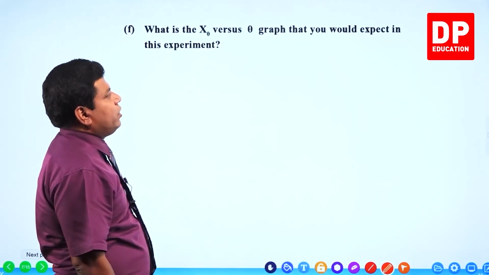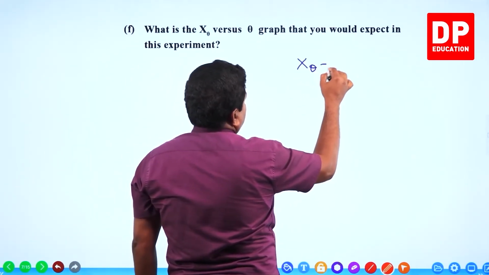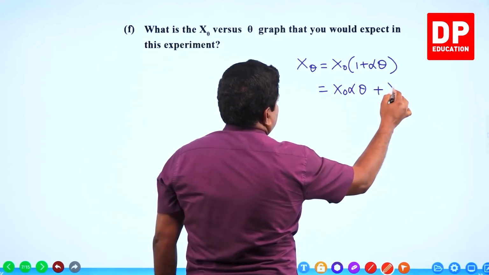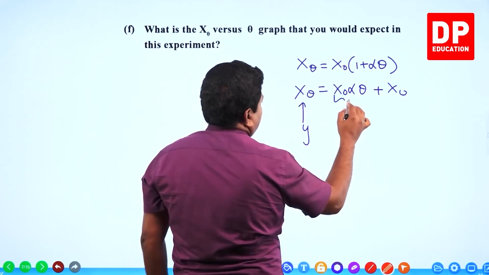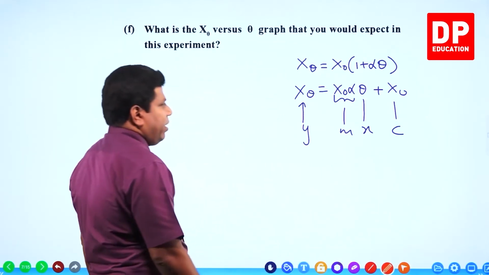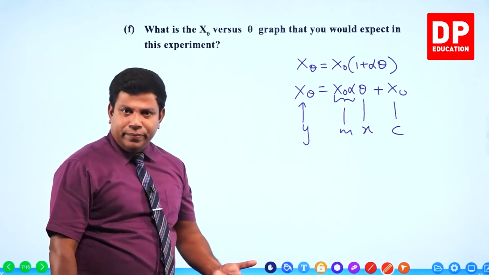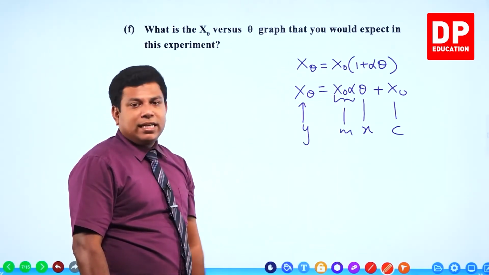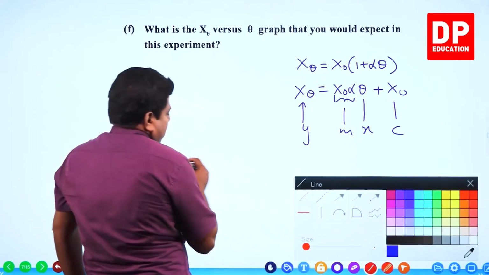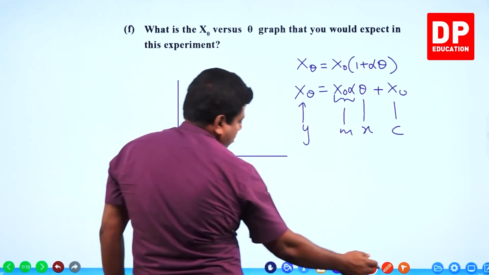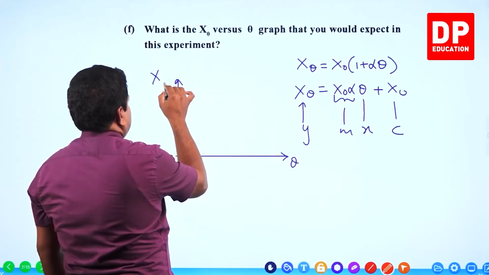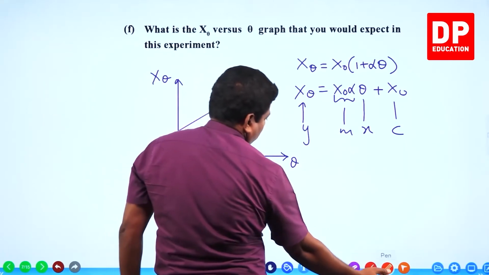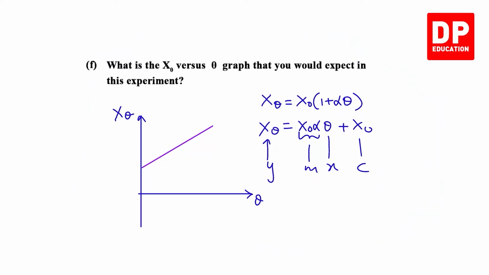What is the X theta versus theta graph that you expect in this experiment? We all know that X theta equals X naught into 1 plus alpha theta, which is like y = mx + c. X naught means initial resistance, which is a constant. Alpha is the temperature coefficient of resistance, which is also constant. So X naught alpha will be the gradient, a positive gradient. The intercept is also positive. So the graph you expect will be an upward sloping graph. It doesn't start from the origin, understand, it starts from the intercept.